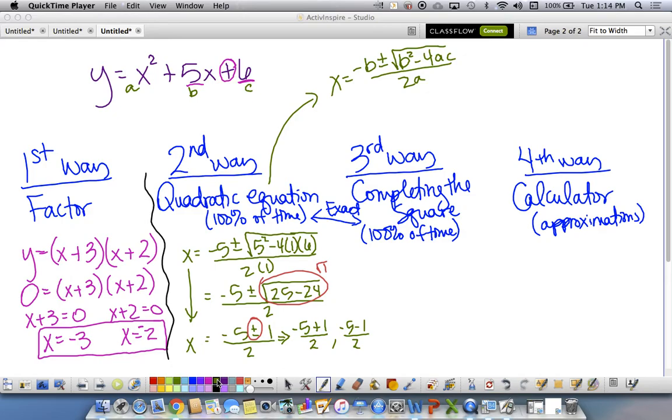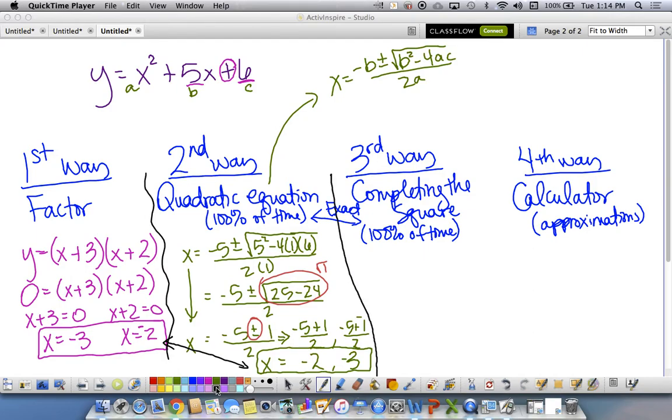So negative 5 plus 1 is negative 4 divided by 2 is negative 2. Negative 5 minus 1, add the opposite. I get negative 6 divided by 2 is negative 3. So x equals negative 2 or negative 3. Is that the same answers from the first? Yes, they're the same answers, Miss Evans. Then you know you've done it right.